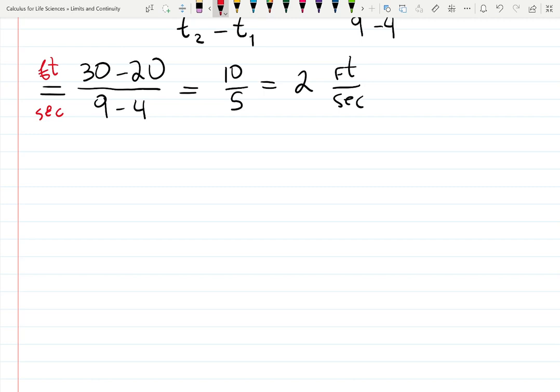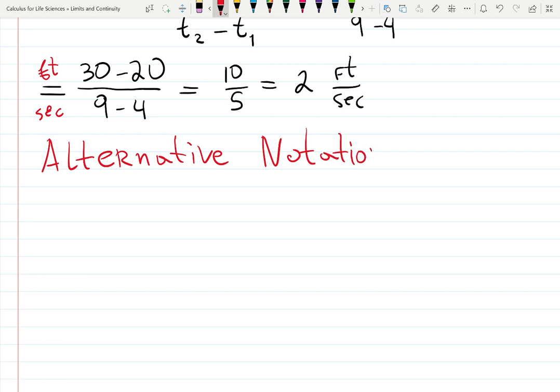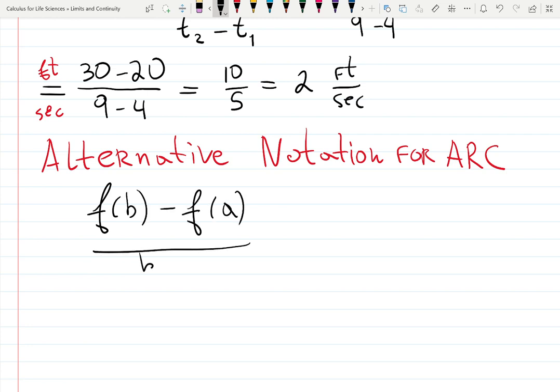More stuff. So alternative notation for ARC, average rate of change. Different notation. So we just learned, I just gave you 3 different notations, and I'll give you one more right now, but it's completely different, very interesting. We learned f of b minus f of a over b minus a on the interval from a to b.